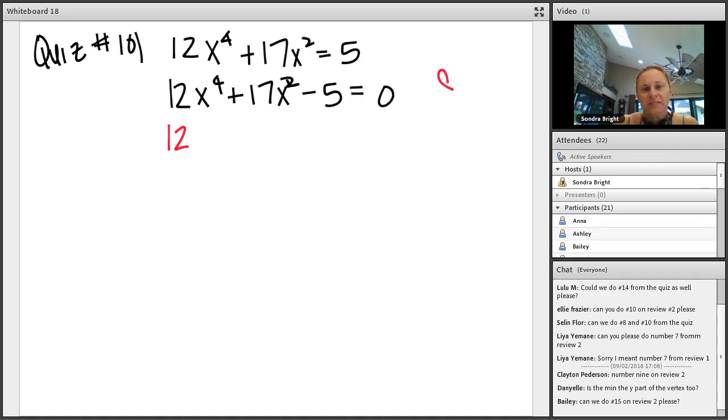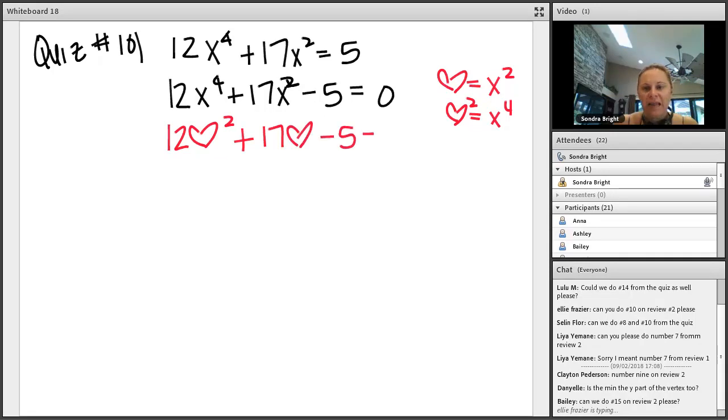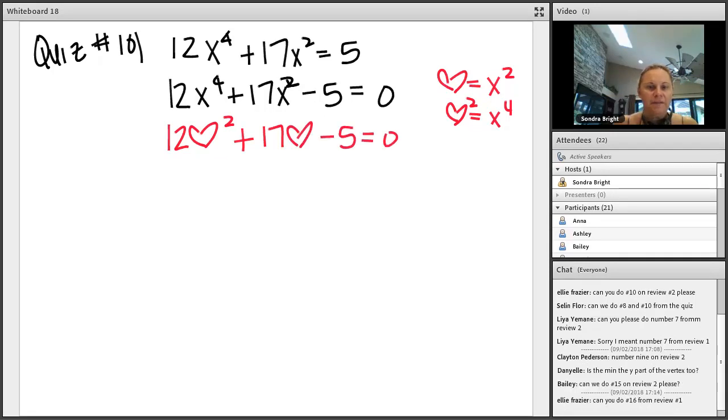Okay, so here, let me say this. Heart is going to equal x squared, which means heart squared would be x squared squared, which is x to the 4th. So this, I can rewrite like 12 heart squared plus 17 times heart minus 5 equals 0. And then how does that factor?